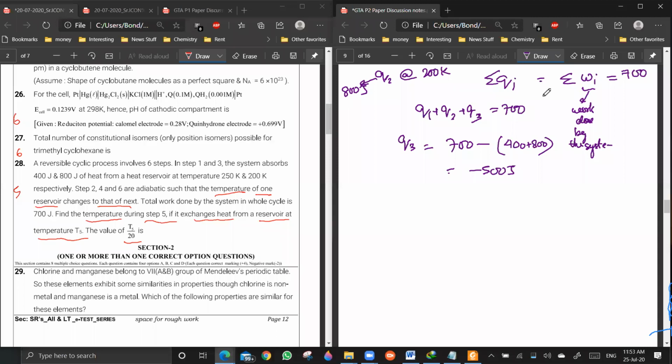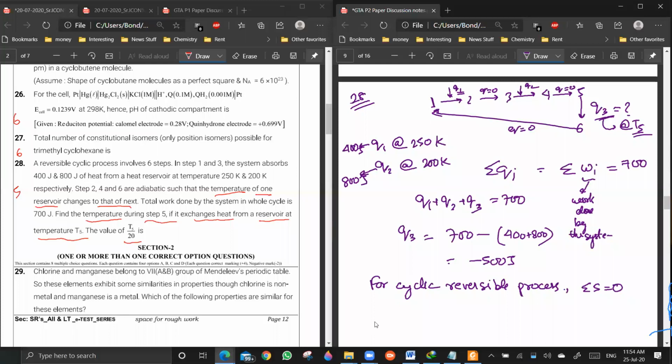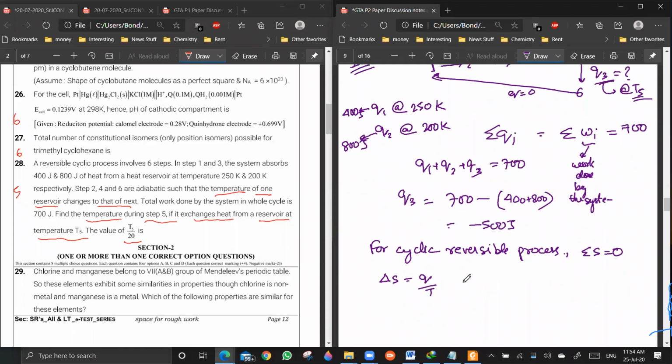So you see, if it is a cyclic reversible process, then entropy change will be zero. Are you getting my point? If it was an irreversible process, then we cannot plot it on the TS diagram. But since it is a cyclic reversible process, we can plot it as what it says, PV diagram. And for a cyclic reversible process, sum of entropy change will be equal to zero. Now you see, if you are exchanging heat at constant temperature, then delta S will be Q by T. Are you getting my point? Yes, sir.